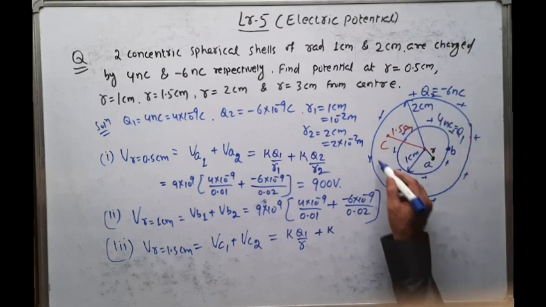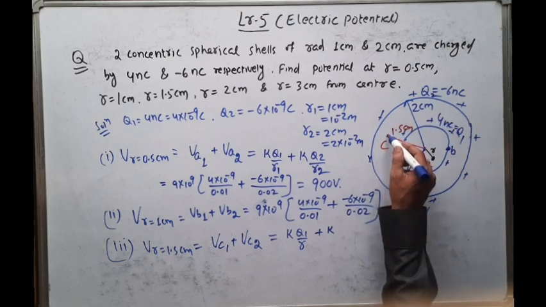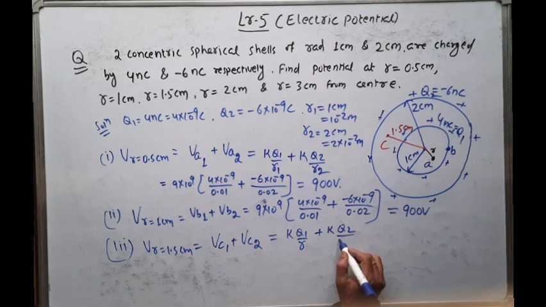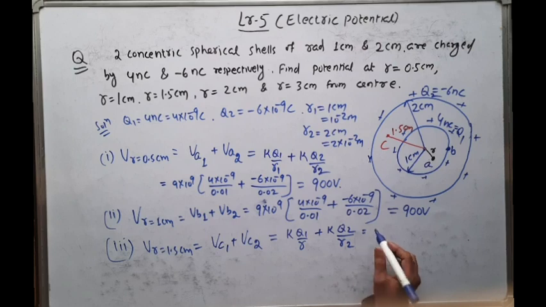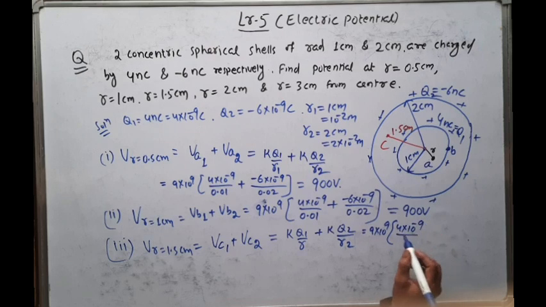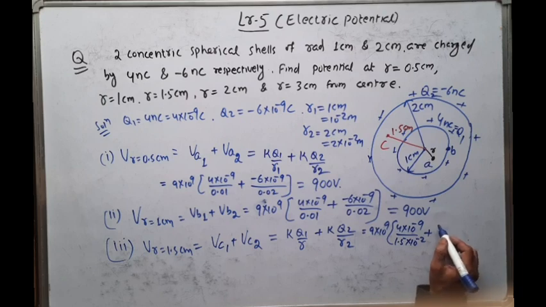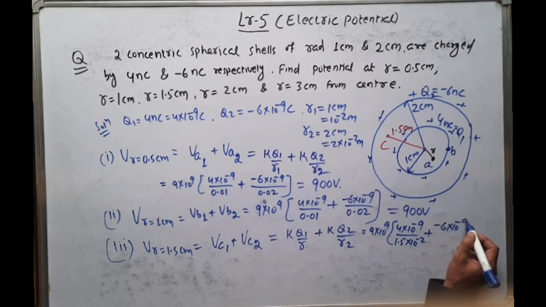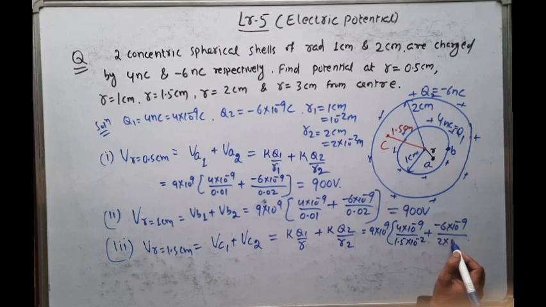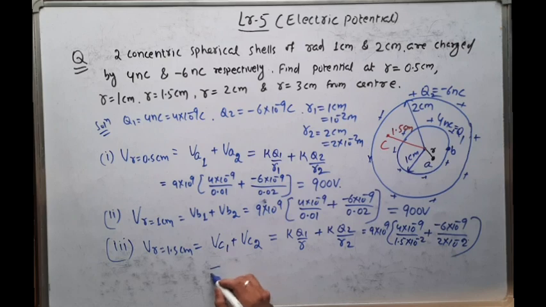For the outer sphere, the potential on the surface is the same as the potential at an internal point. So that is K Q2 by the radius R2. Just put the formula. 9 into 10 to the power 9, Q1 is 4 nanocoulomb, divided by the distance from the center to this point, 1.5 centimeter, that is 1.5 into 10 to the power minus 2 meter, plus Q2 is minus 6 into 10 to the power minus 9, divided by 2 into 10 to the power minus 2. If you calculate, I think you will get minus 300 volt.